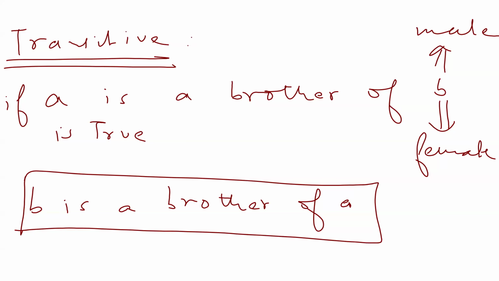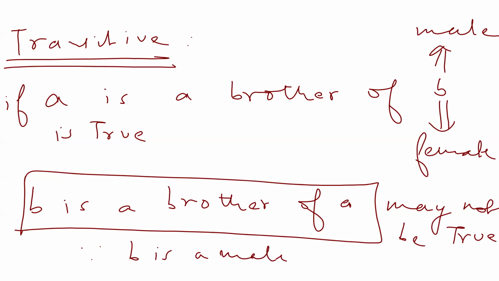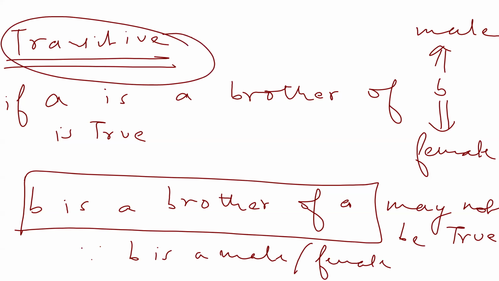Hey guys, are you understanding this? Please give me feedback, give a signal to me whether you're understanding or not. So this may not be true, since B is a male or female. So is it transitive, guys? Is it transitive?